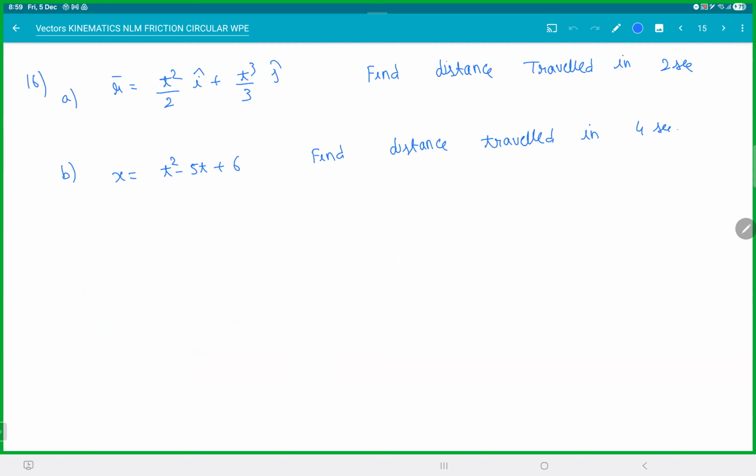What about this thing? R bar is t square by 2 i cap plus t cube by 3 j cap, the position vector. Find the distance traveled in 2 seconds. Another: x is equal to t square minus 5t plus 6. Find the distance traveled in 4 seconds. Distances, kinematics 1D. How do we do this?